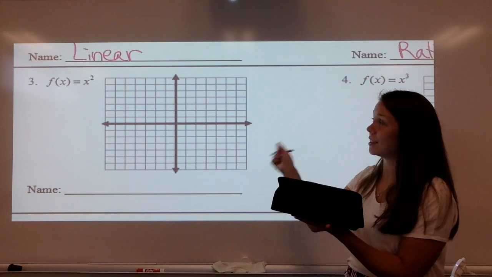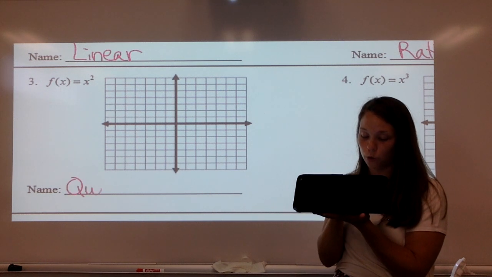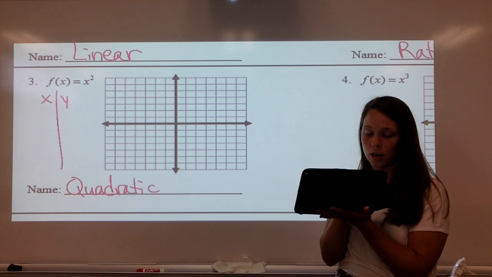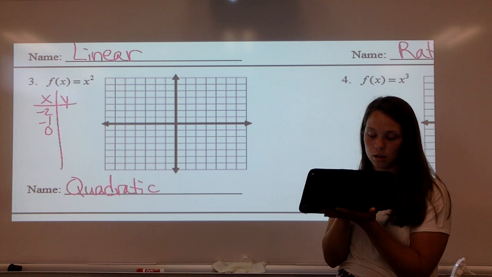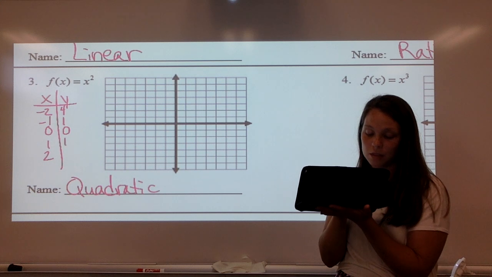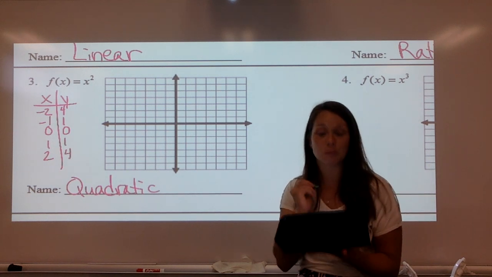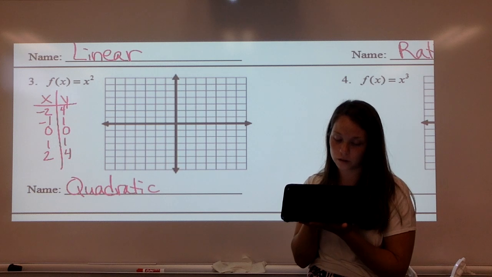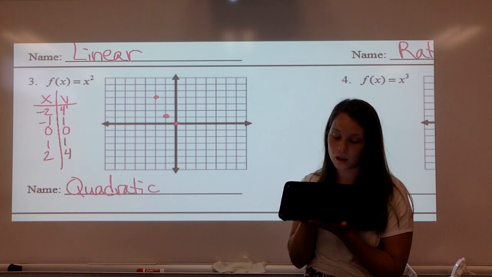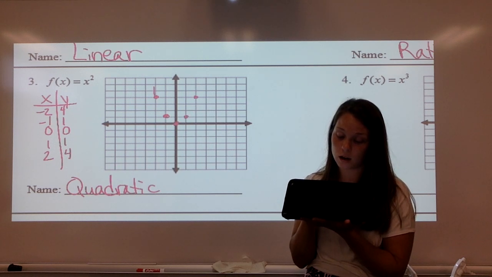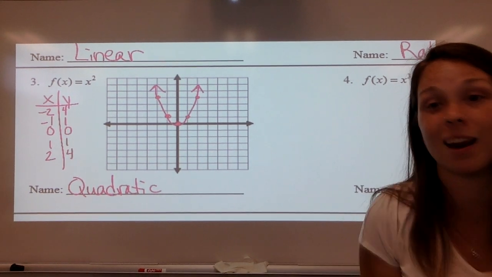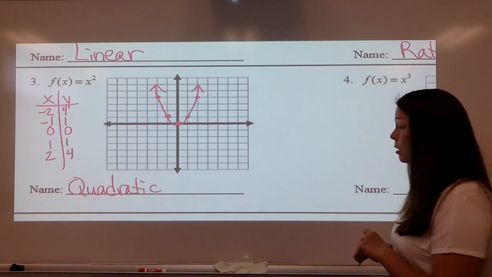The next one, f of x equals x squared. This is the quadratic function. Again, creating my table. When I plug numbers in and I square them, this is where every year I have students making mistakes, so be careful. -2 squared is +4. You might be thinking, what, Mrs. Walker, that's not true. I plugged it into my calculator and I got -4. This is where you need to be careful.